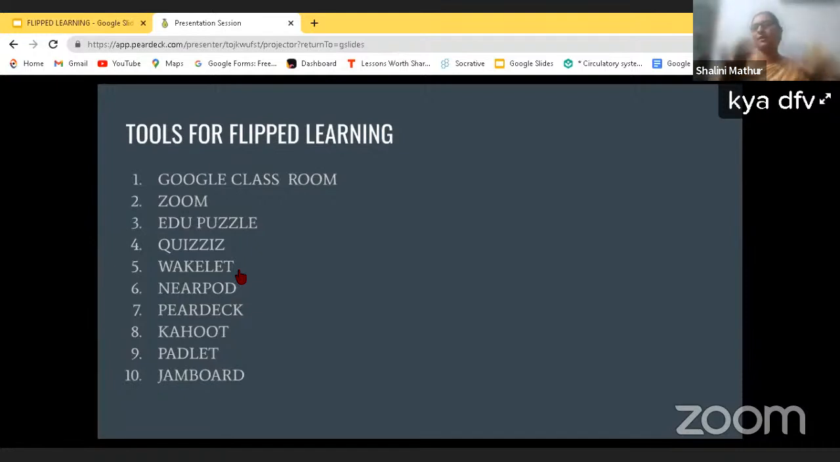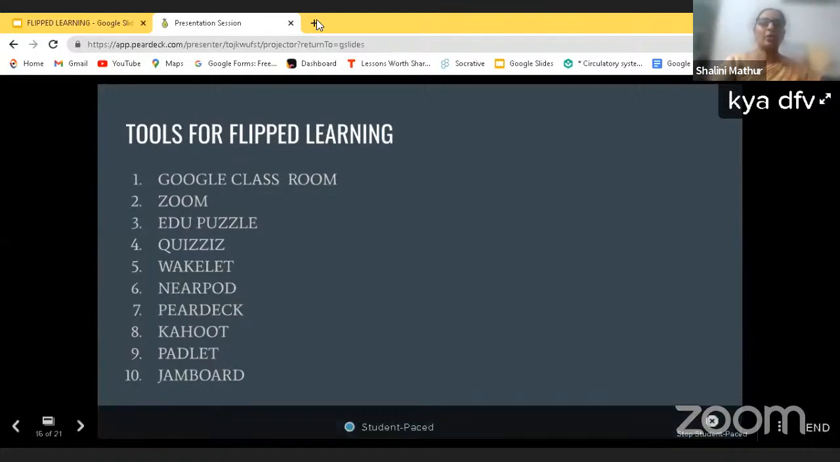You don't need to go here and there. In one Wakelet collection, you are able to cover almost all the things which you require for one classroom. Nearpod, Peardeck, Kahoot, Padlet, Jamboard. These are a very handful of the tools which you can use for your flipped learning.